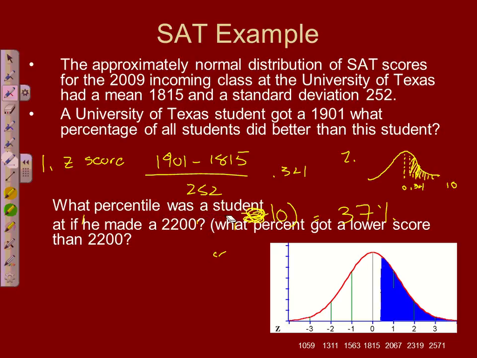Second question, what percentile was a student at if he made a 2200? 2200. Go. Make sure you do step 1. Find your z-score. Step 2, sketch the area you're going to find. That way your answer will make sense to you. Step 3, use normal CDF, making sure you have your low value and your up value to find this percentage.